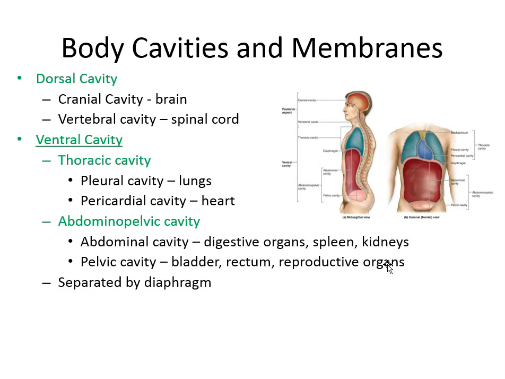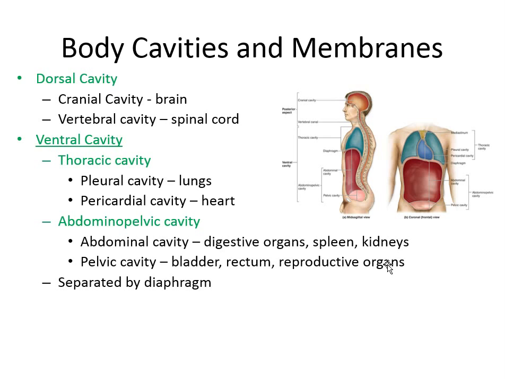Body cavities are membranes, and there's different positions to them. Dorsal cavity, dorsal just means top. It's going to consist of two things: the cranial cavity, which is the brain, and the spinal cord.